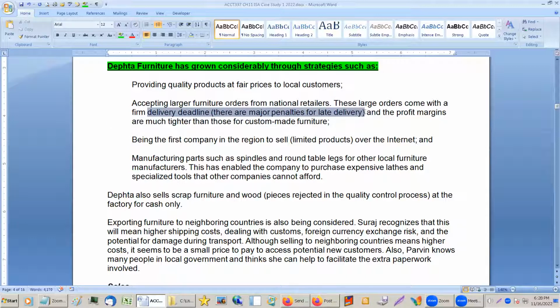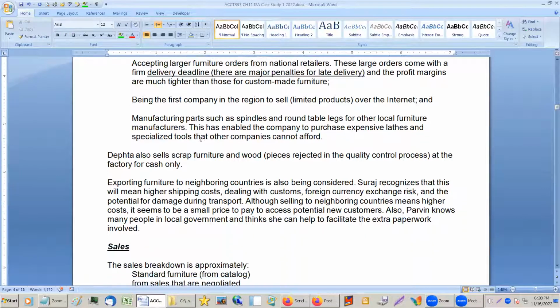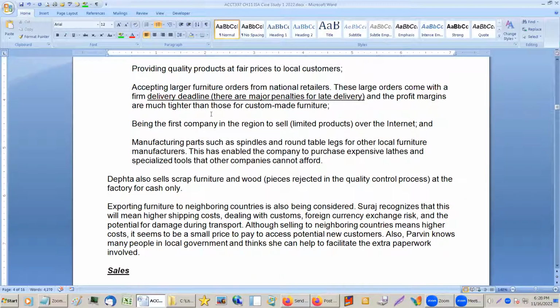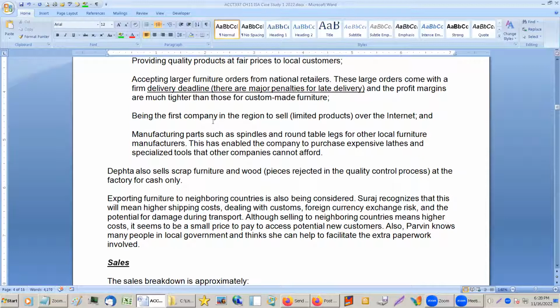Okay, so it's possible there are some more risks there because of the penalties. And the profit margins, because these are all identical, I assume, are much smaller. You sell a lot more of them, but the profit is less.